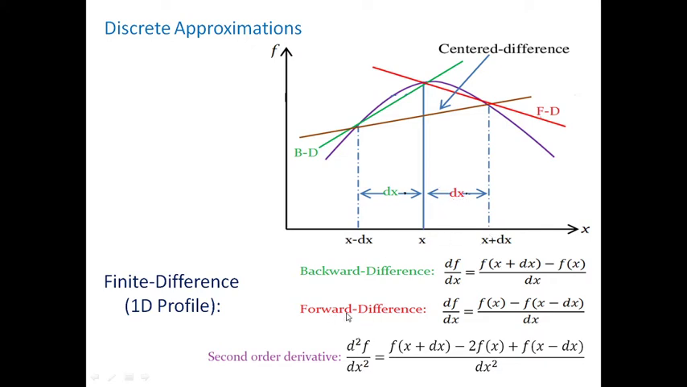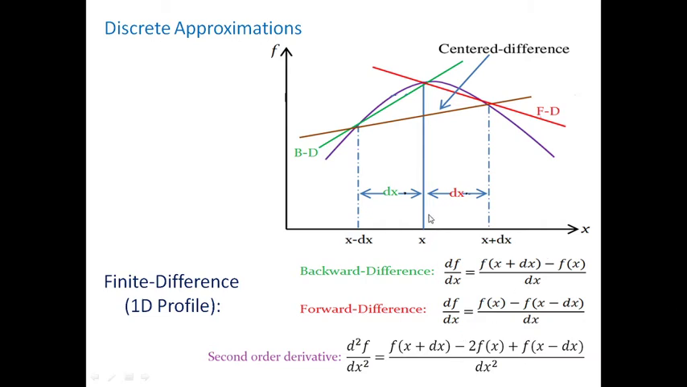Similarly, the forward difference. df by dx equals f of x minus f of x minus dx, divided by dx. So this is my forward difference and this is my backward difference. Forward difference is given with this line and backward difference is given with this line.